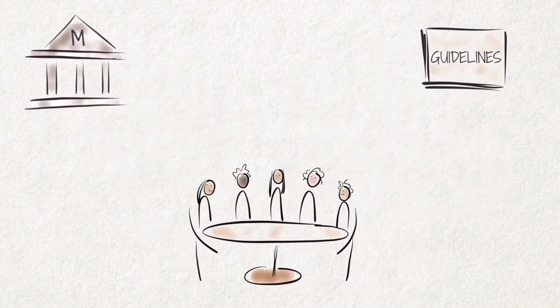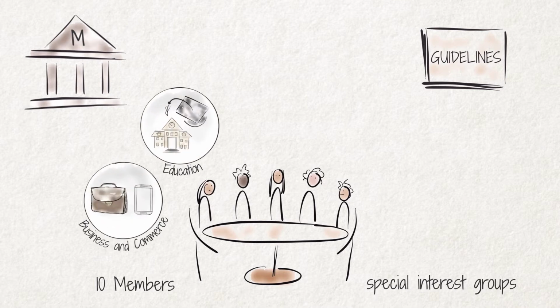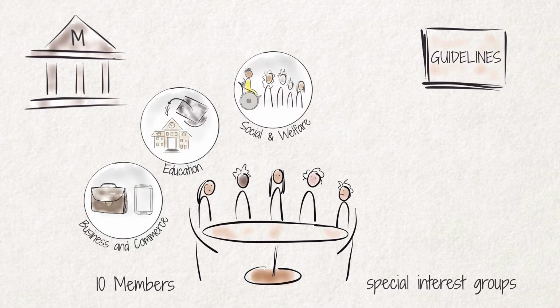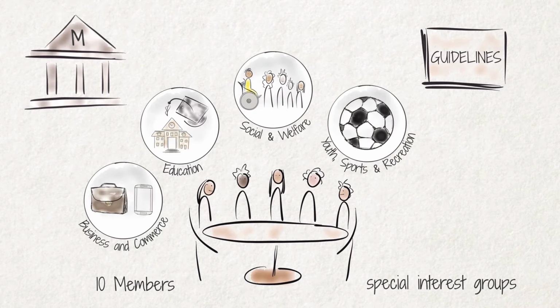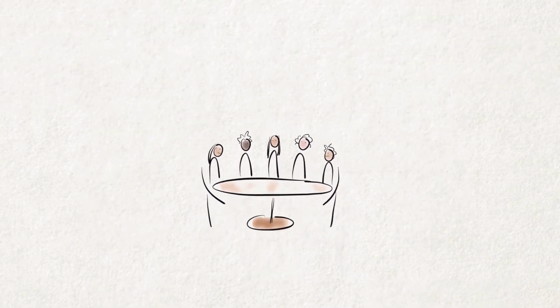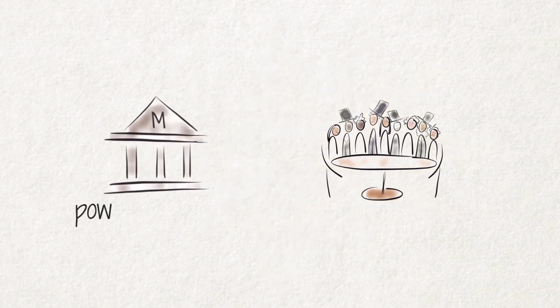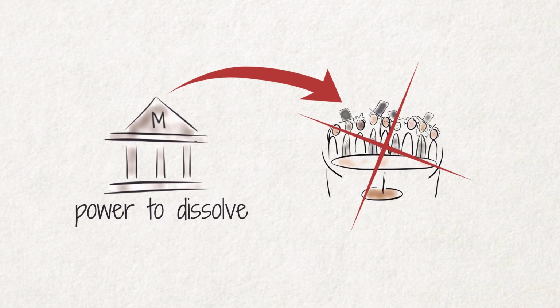Ward committees may have up to 10 members that must include women and may also include representatives from special interest groups who are active, for example, in areas such as business and commerce, education, social and welfare, youth, sport and recreation, women's rights. Ward committee members may also be elected on a geographical basis, for example, one from each of the eastern, southern, western and northern areas of the ward. The municipality has the power to dissolve the ward committee if it fails to fulfill its duties.